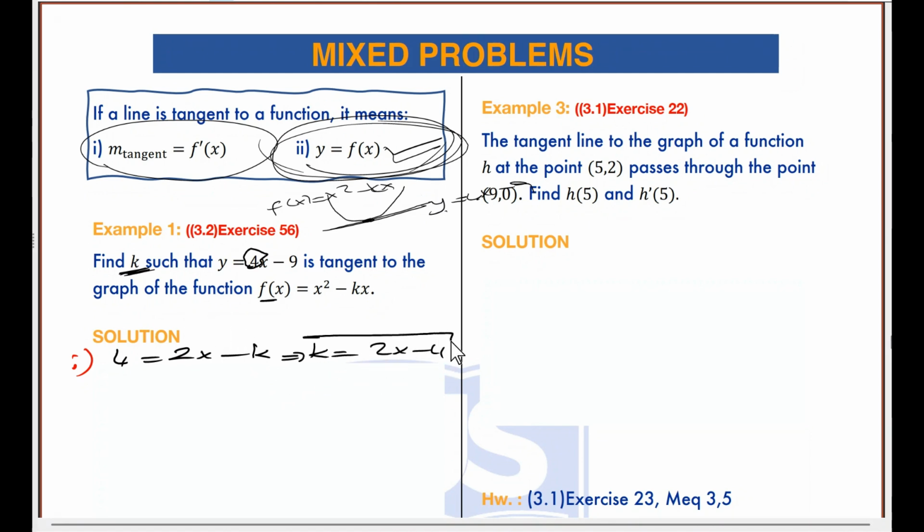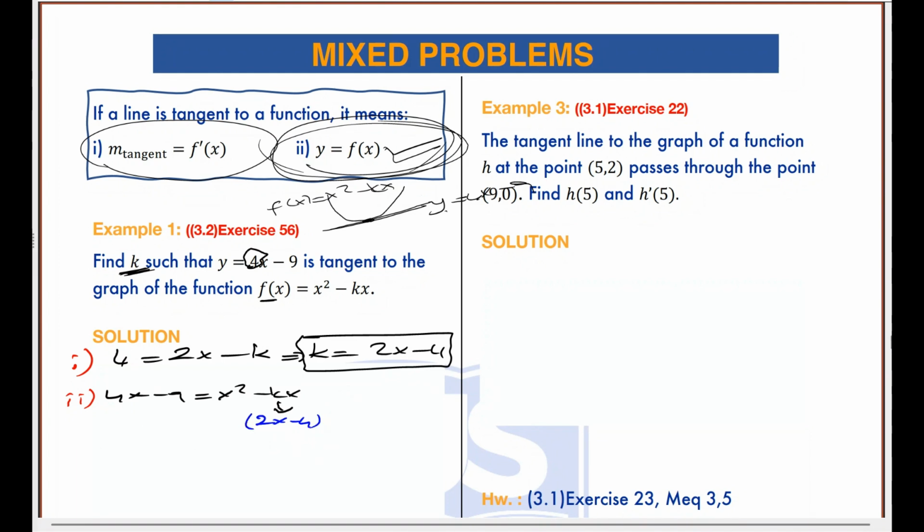Now, when I set the second equation using this information, I will replace my k with 2x minus 4. So second step, equalizing functions. Equalize y to f of x: your y is 4x minus 9 equals f, which is x squared minus kx. I have many x's, only one k, so it's a smart move to isolate k. If I isolated x, there would be a lot of k's, three times. So isolating k is better. In place of k, I will write 2x minus 4.